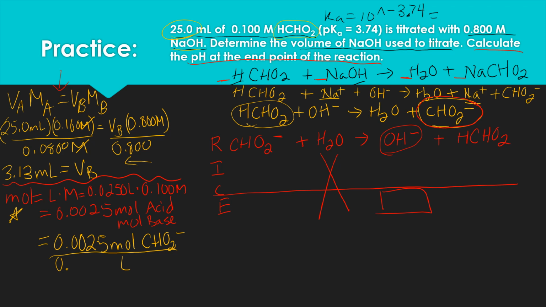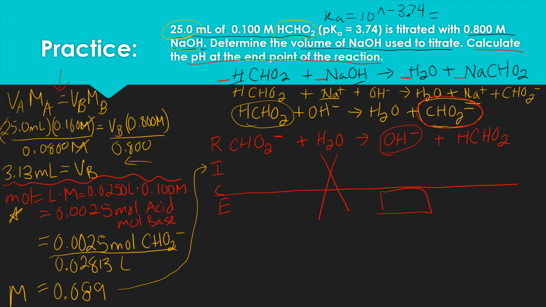So 0.02813. So our molarity of that ion is 0.0025 divided by 0.02813. There we go. So we get a molarity of 0.089. Let's see, we've got 2 sig figs, so it's 0.089 molar. So that is going to be our initial concentration.